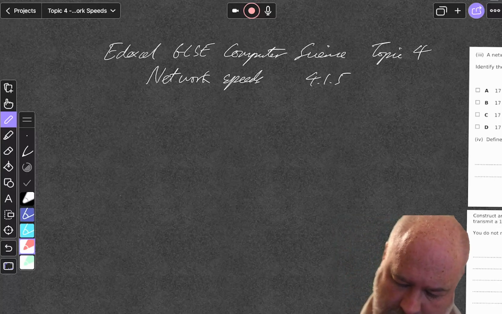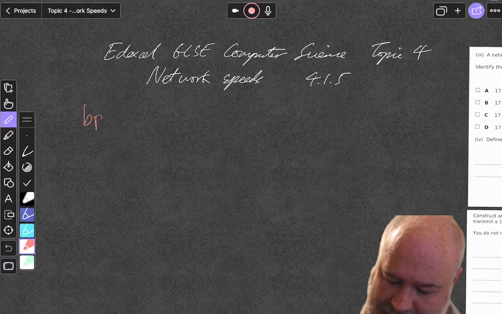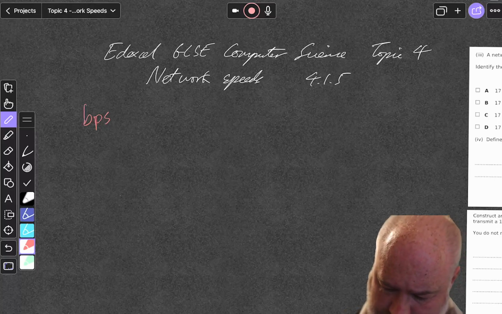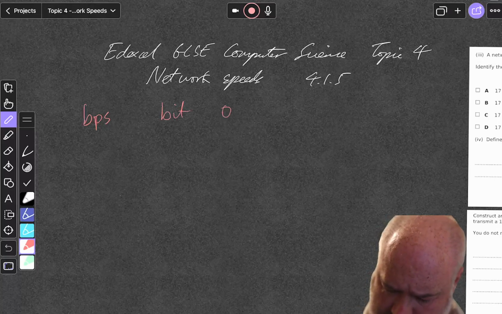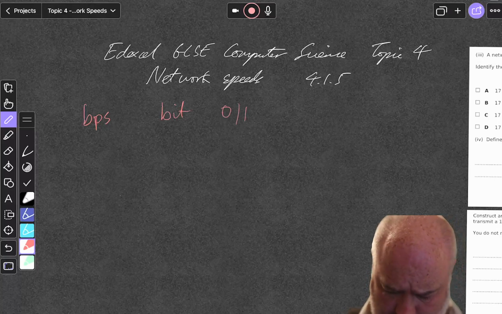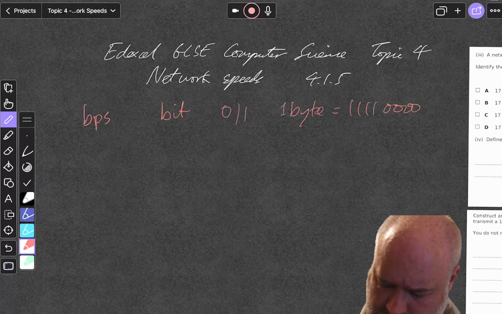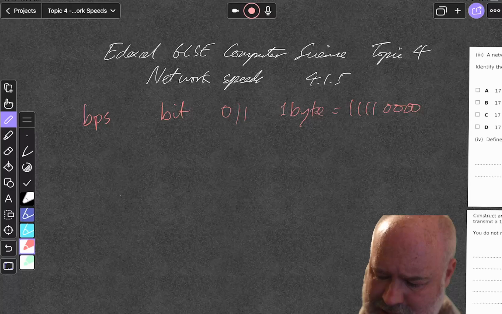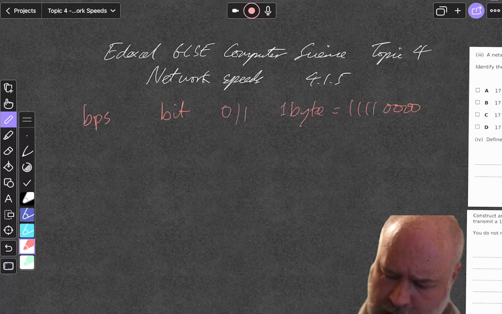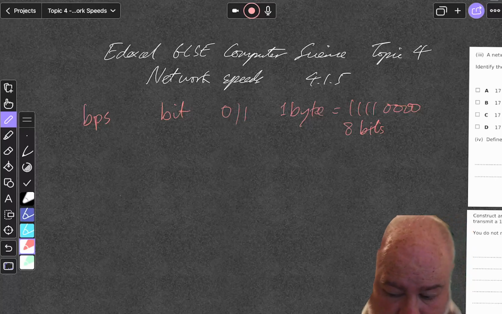Network speeds are measured in bits per second. A bit is just a 0 or a 1. Remember, a byte is 8 bits, right? That's 1 byte. Something like that, it's going to have 8 zeros and ones, 8 bits. So you've got to be really careful there.